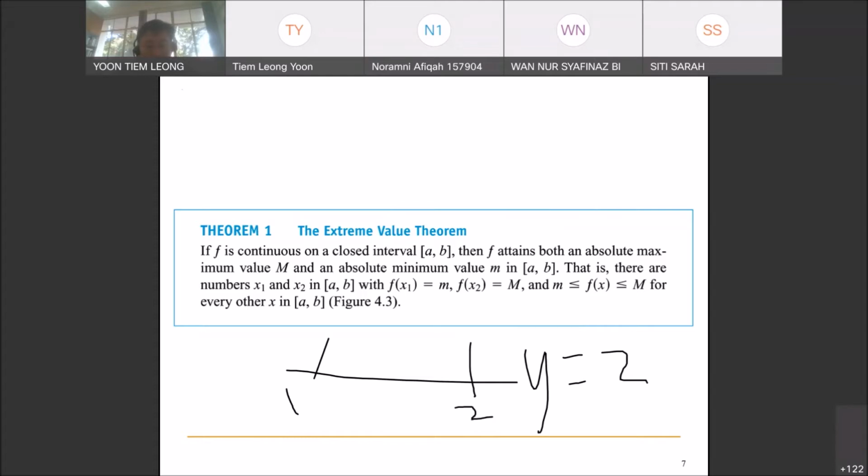Okay, so in this particular special case, every single value within 1 and 2 for the function y equals 2 attains an absolute minimum. Is it absolute minimum? Let me look at the definition first. Oh, okay. I think I made some mistakes on my slides. Excuse me a minute. I have to go back to my iPad.